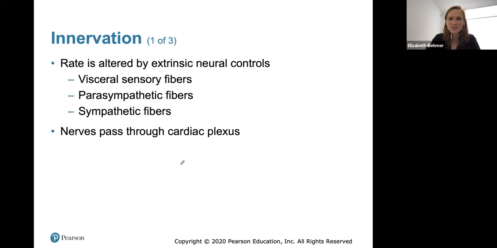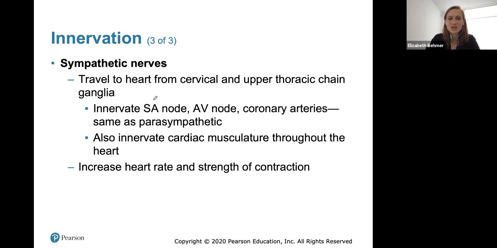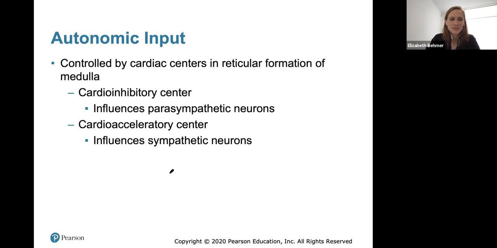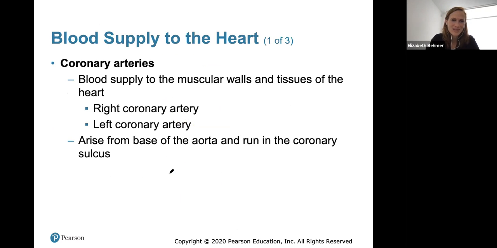Innervation of the heart is altered by extrinsic neural controls, which can come from visceral, parasympathetic, or sympathetic fibers. Nerves will pass through the cardiac plexus. I don't think I asked you guys any questions about these, but the parasympathetic fibers are branches of the vagus nerve to decrease heart rate, and the sympathetic nerves work to increase heart rate and the strength of contractions. Autonomic input is controlled by cardiac centers in the reticular formation of the medulla in the brain. I don't ask you guys questions about this.